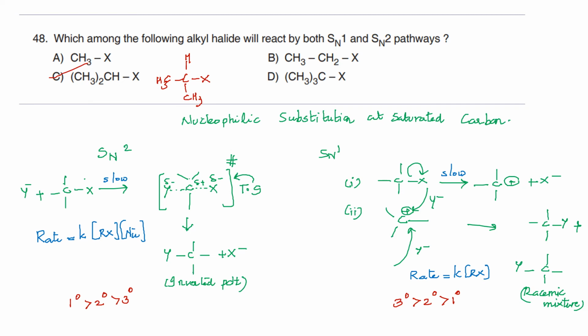Now we'll just have a look at option D as well in order to conclude our answer for this question. So when you look at the structure of this one, the fourth option, this is a tertiary alkyl halide. I'll write down the structural formula for this one also. So here you can see that the carbon atom is attached to three different carbon atoms. So this mostly selects an SN1 pathway. So this is the right option.